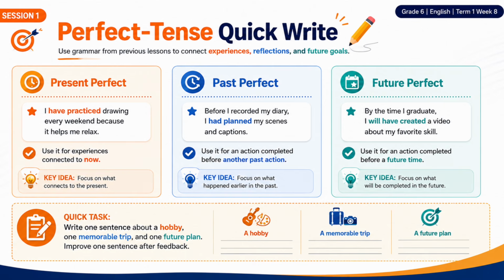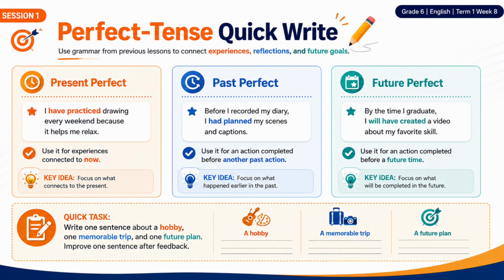The past perfect describes something that happened before another action in the past. For example, before I recorded my diary, I had planned my scenes and captions. And the future perfect describes something that will be completed before a particular time in the future. For example, by the time I graduate, I will have created a video about my favorite skill.